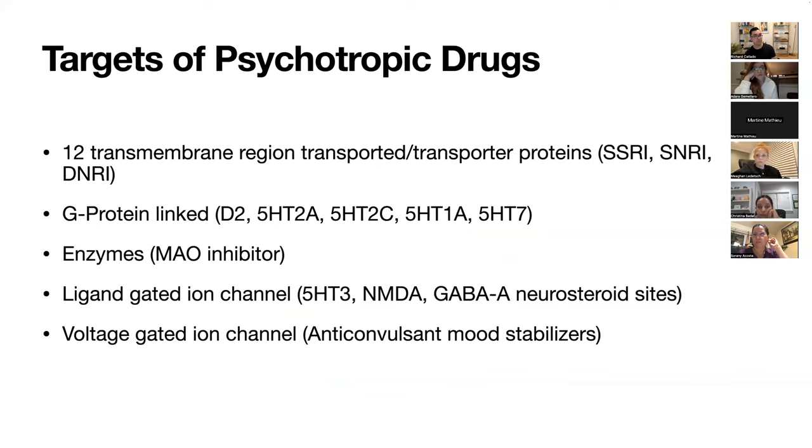This is just a small example. So G protein linked, D2, 5-HT2A. Remember, 5-HT2A is going to be on a GABA interneuron. So if it's activated, what's going to happen? GABA is going to be released, and it's actually going to inhibit the release of neurotransmitters. So if you give someone a 5-HT2A antagonist, it's actually going to increase dopamine, because it's going to disinhibit it.